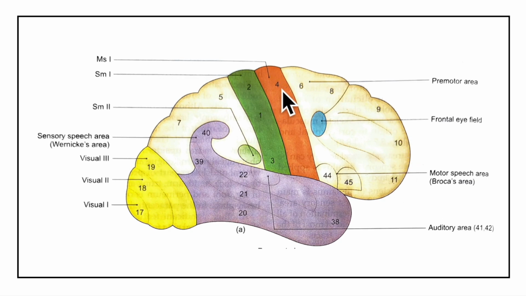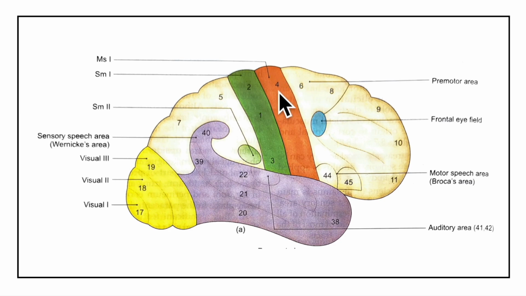So we've learned about area number 4, that is the motor area, number 6, premotor area, the frontal eye field, that is area number 8, 44 and 45, that is the motor speech area of Broca, and 9, 10, 11 and 12, which is the prefrontal area. Now we'll be learning about each of these areas in detail.